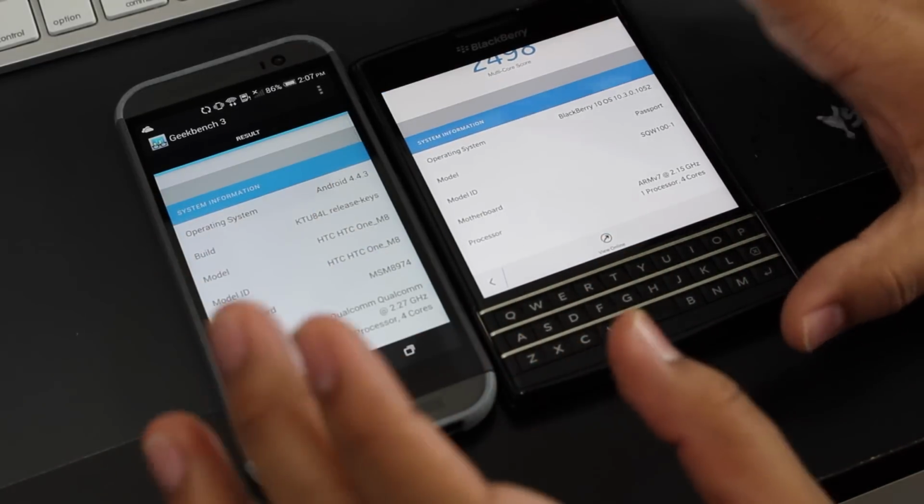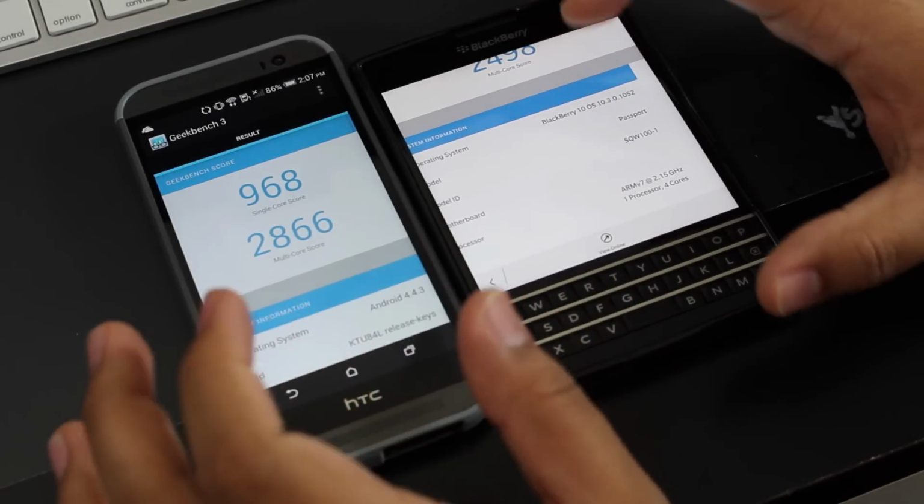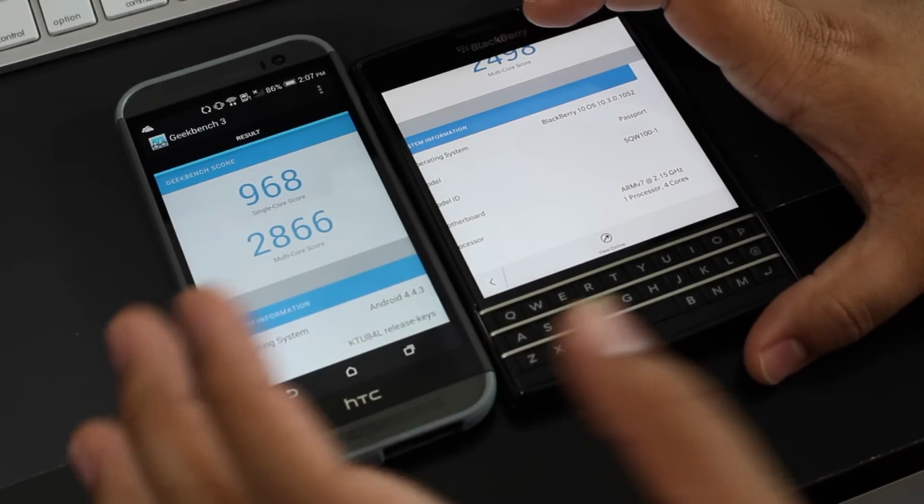And you can see both of these are running the newest versions of their OSs that's possible. That being said, the HTC M8 wins, so there you go.